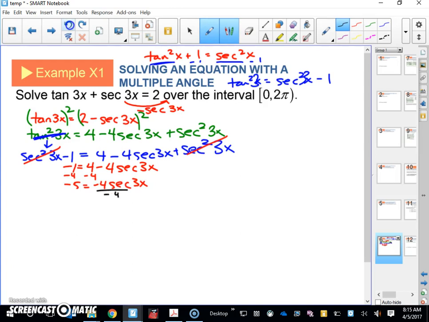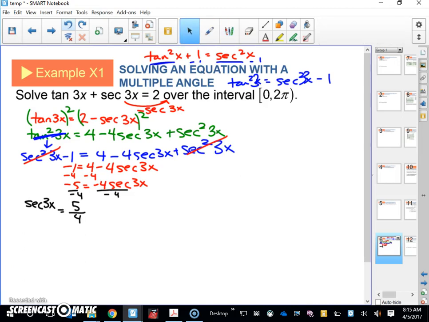Divide by this negative 4, and I've got 5/4 equals secant 3x. Okay. So it's kind of hard to do an inverse secant. That's what we'd have to do next, inverse secant, to cancel out the secant. So what I'm going to do is take a reciprocal function and look at this in terms of cosine. The reciprocal of secant is cosine, and so take the reciprocal of both sides. I have cosine 3x equals 4/5.